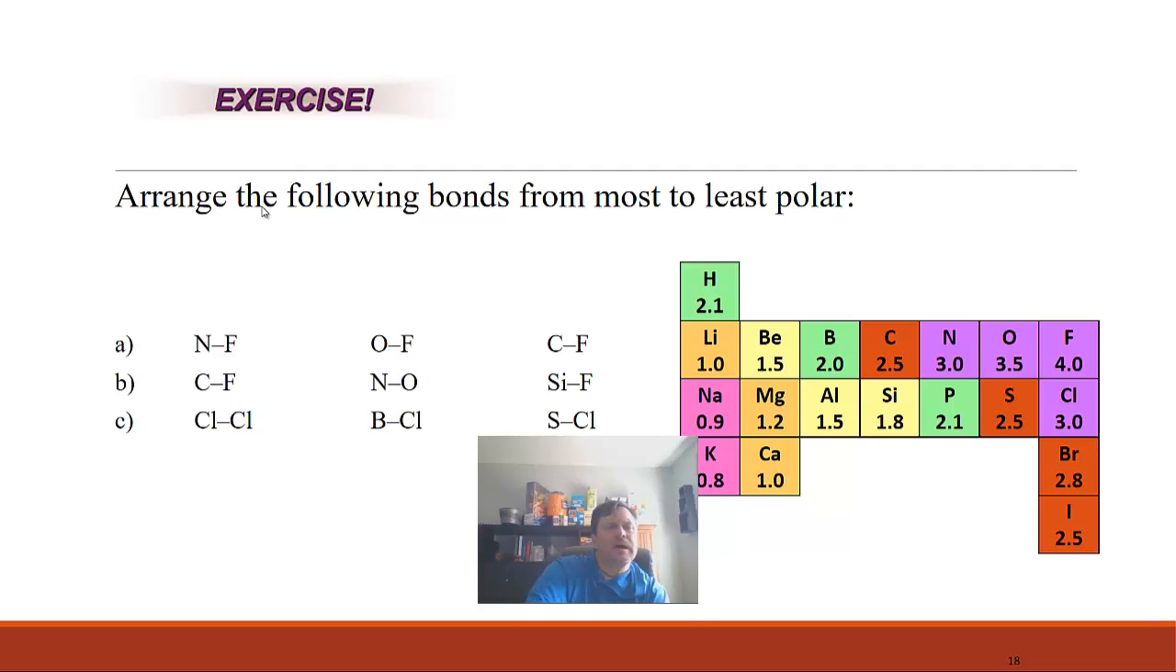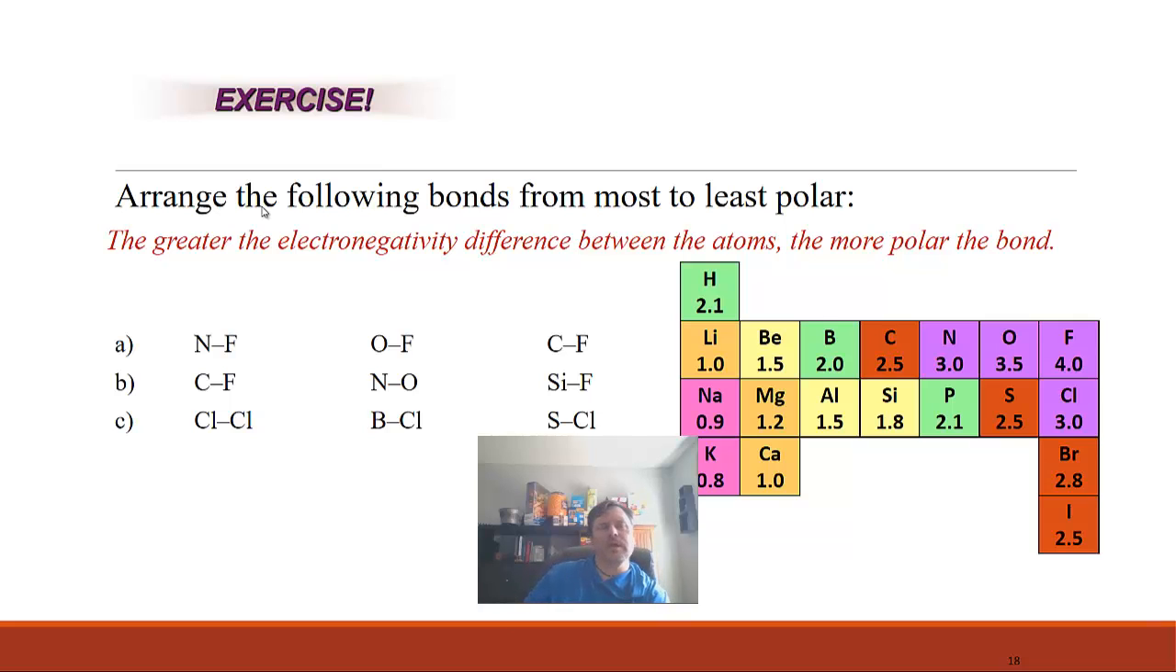Okay, how about this one? I'll do the first one with you. You do the second two on your own. It says arrange the following bonds from most polar to least polar. Well, how do we tell that? The greater the electronegativity difference between the atoms, the more polar the bond is.